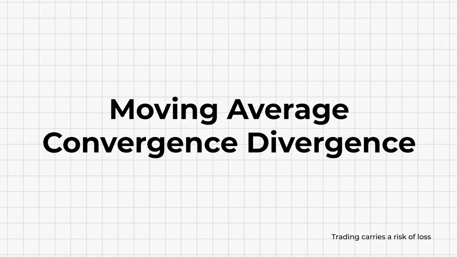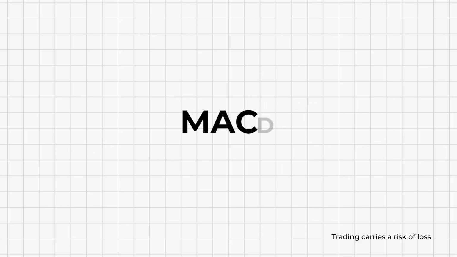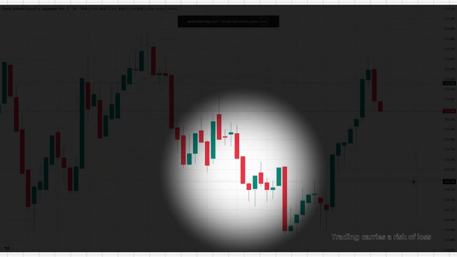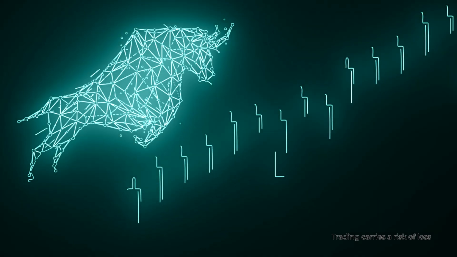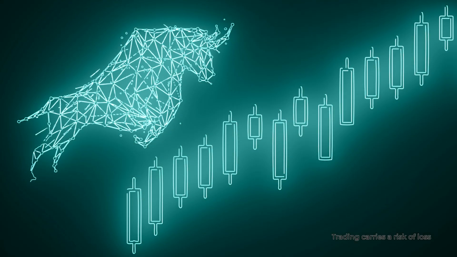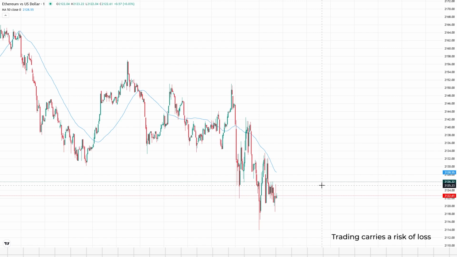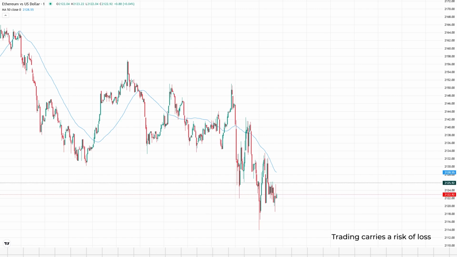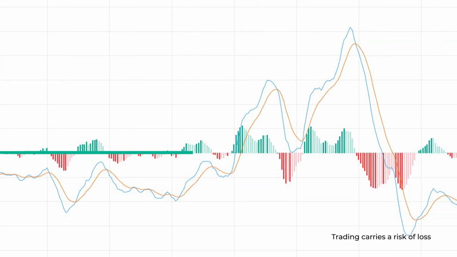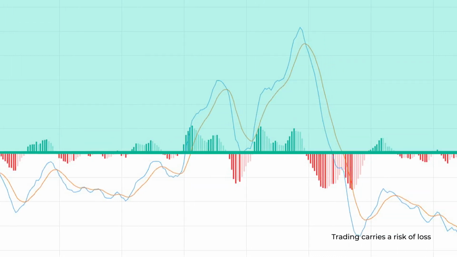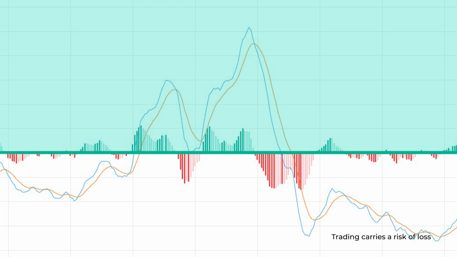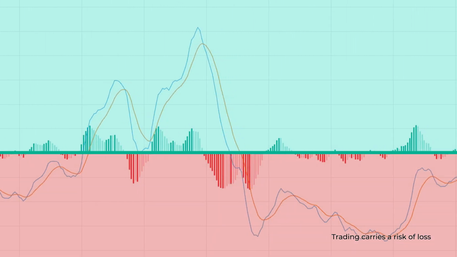The moving average convergence divergence, or MACD, is like your navigation light in the market. It measures momentum, helping you see whether a trend is gaining strength or starting to slow down. It does this by comparing two exponential moving averages, one faster and one slower, to track changes in price momentum. When the MACD line crosses above the signal line, it suggests bullish momentum may be building. When it crosses below, momentum may be weakening.